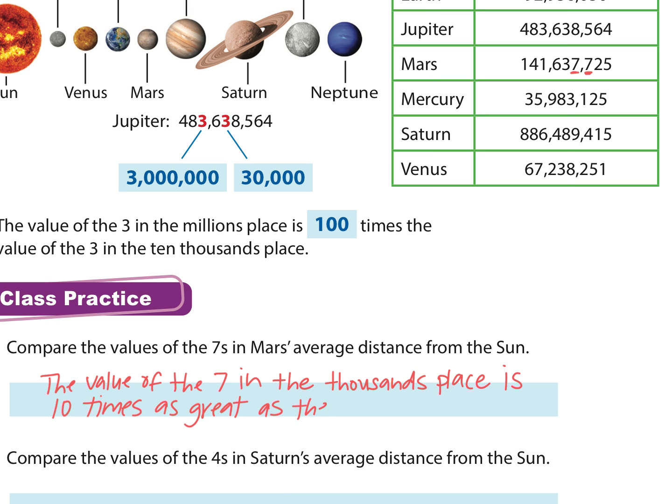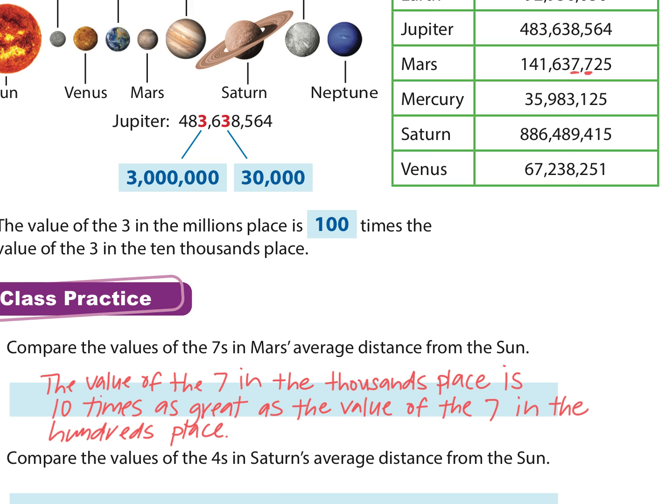as the value of the 7 in the, what place is that one in? You can say it if you know it. Hundreds place, good. So the value of the 7 in the thousands place is 10 times as great as the value of the 7 in the hundreds place.